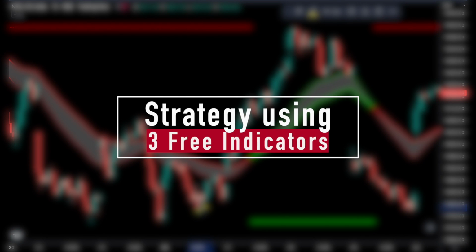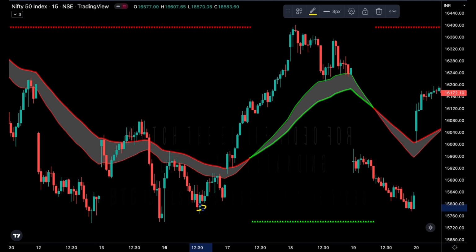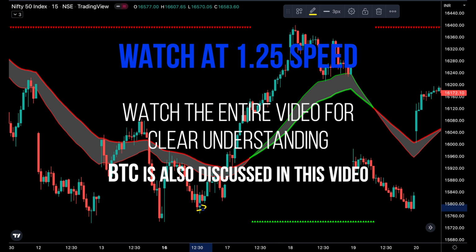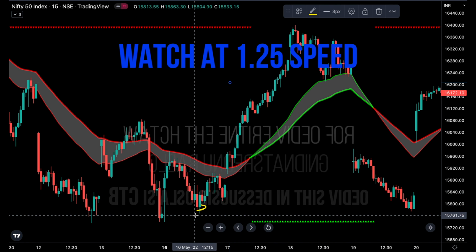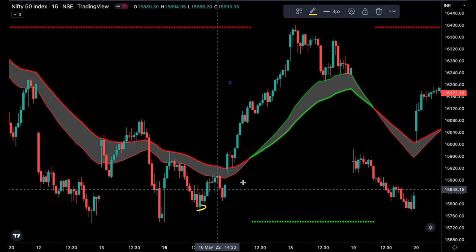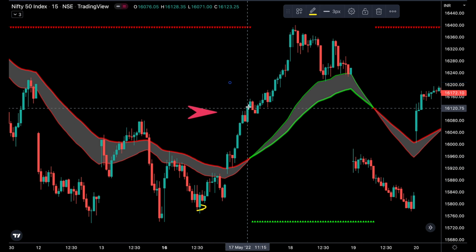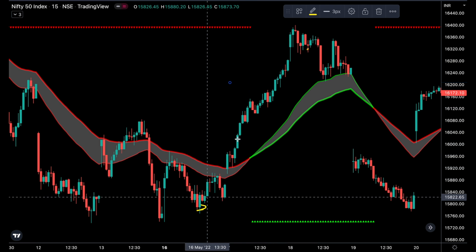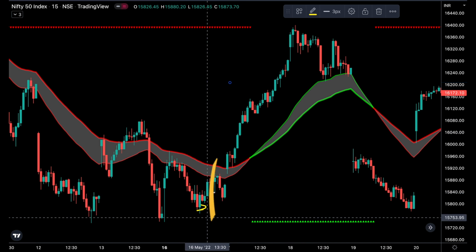Often we realize that once we identify the trend, either upward or downward, the trend is already halfway through. So let's take this chart for example. The uptrend started from here, or you can say it started from here. We got this signal over here. By then, the trend was already halfway through. We missed this whole opportunity, this whole profit we missed.